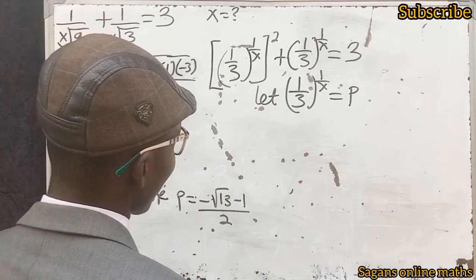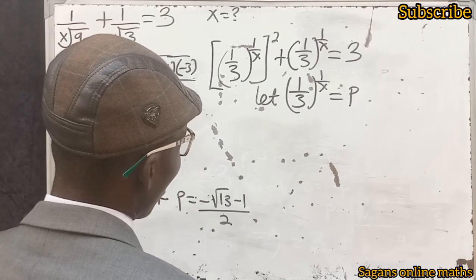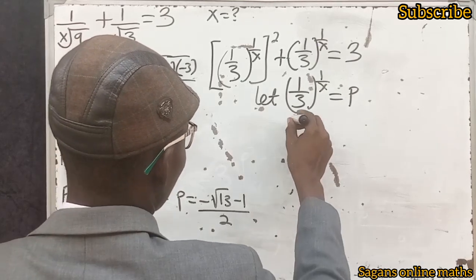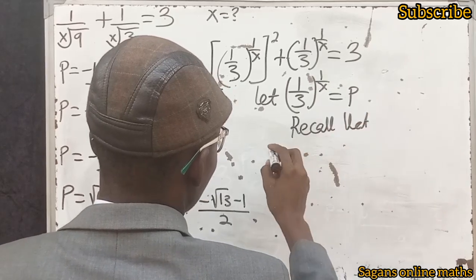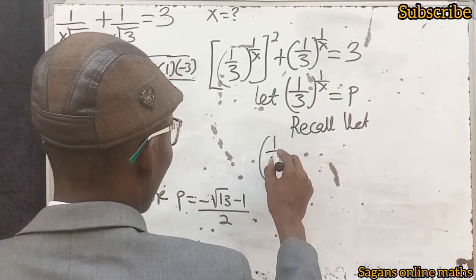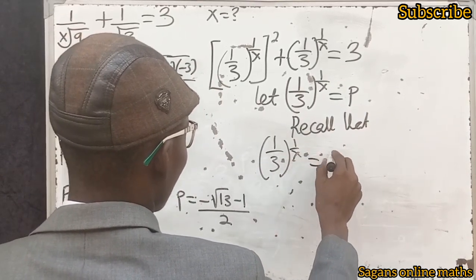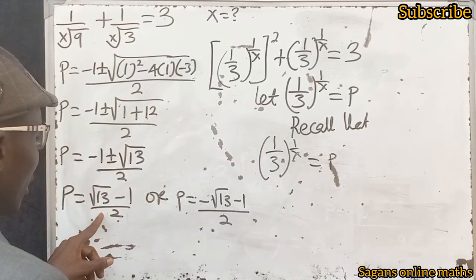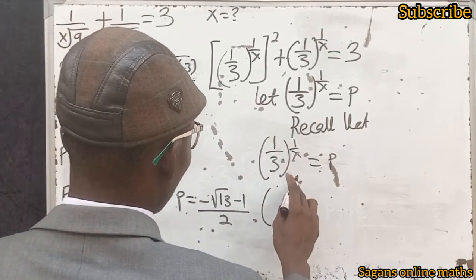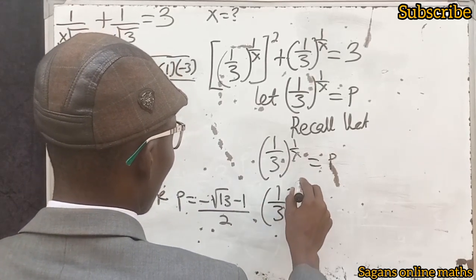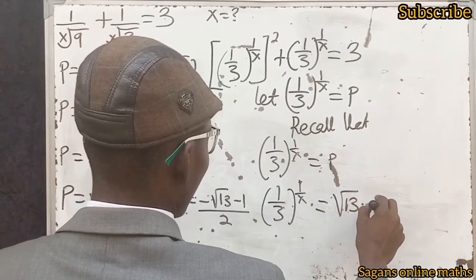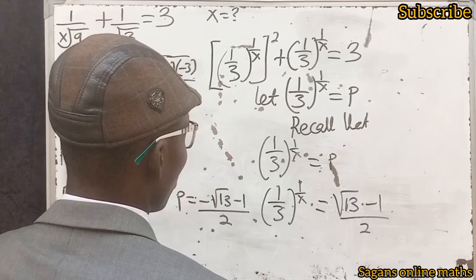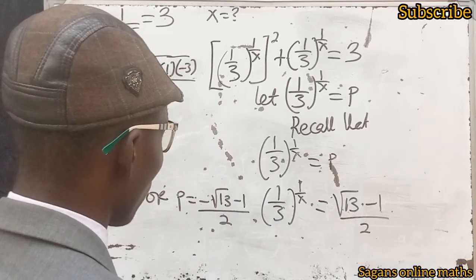Now let's recall that 1 over 3 to the power of 1 over x is equal to p. But we are getting that this is p and this is p. So that means 1 over 3 to the power of 1 over x is equal to root 13 minus 1 divided by 2. So what are we going to do here so that I can have the value of x?